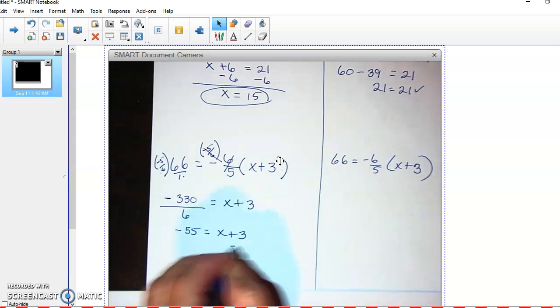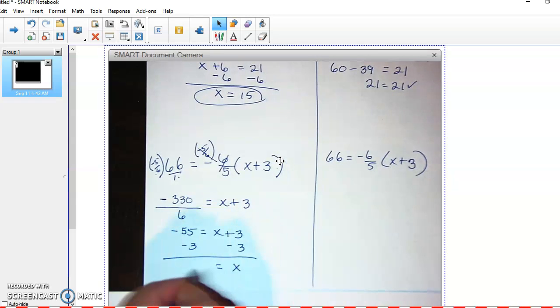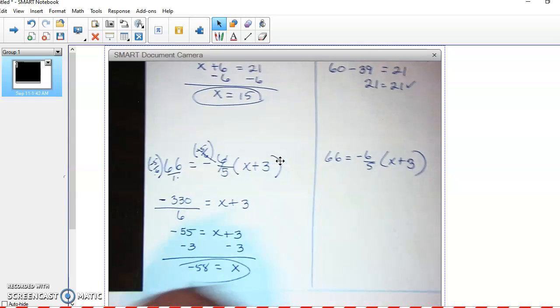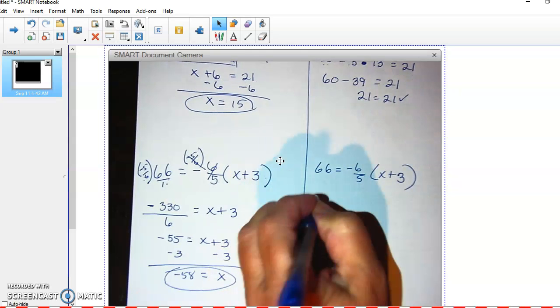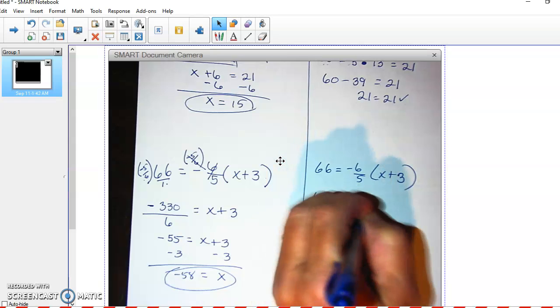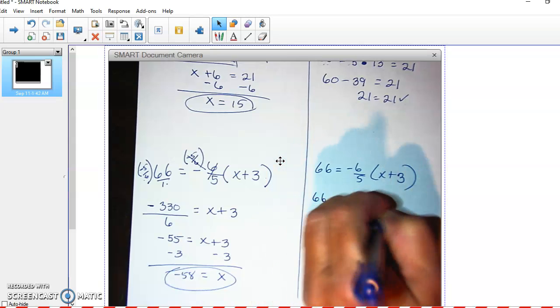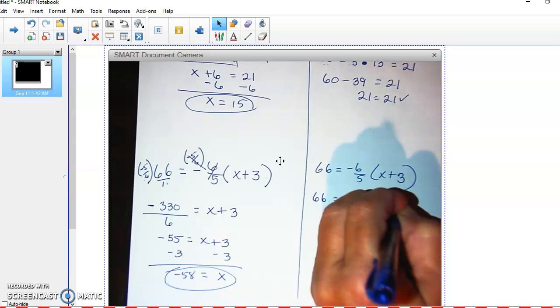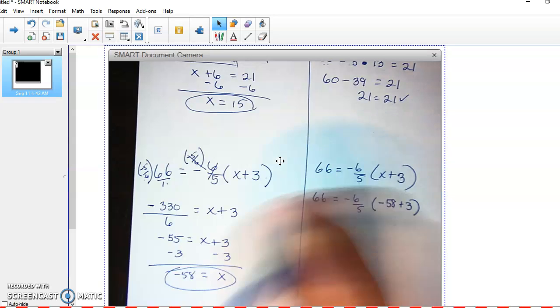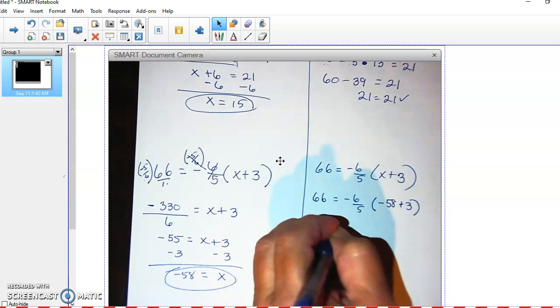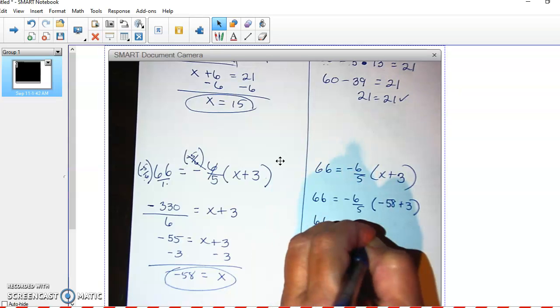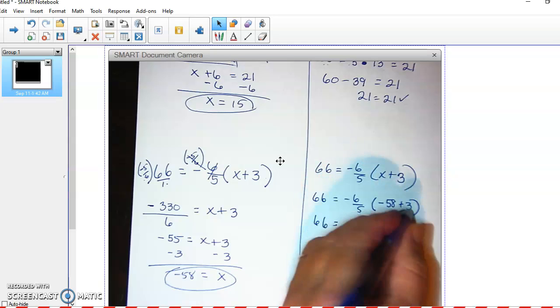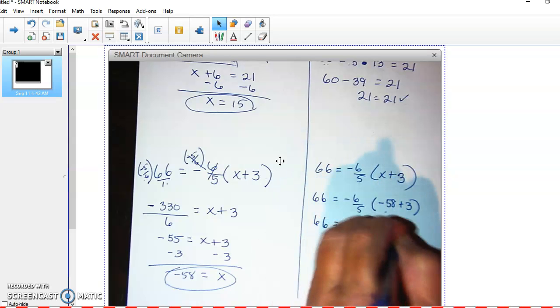And now I'm going to solve for x. So x equals negative 58. We're going to go check it. So we're going to have 66 equals negative 6 over 5, or negative 6 fifths, times negative 58 plus 3. We're going to do inside those parentheses first. So negative 58 plus 3 is negative 55.